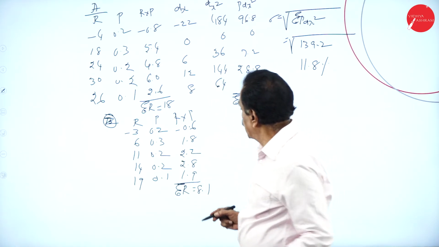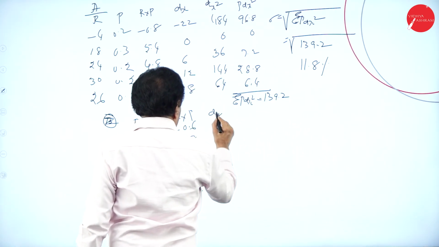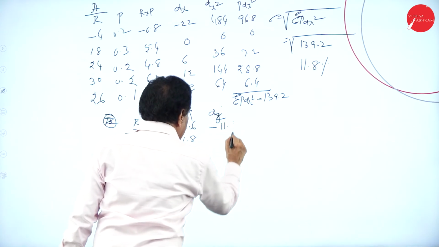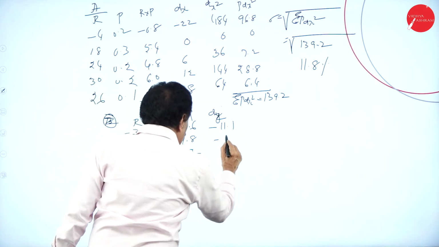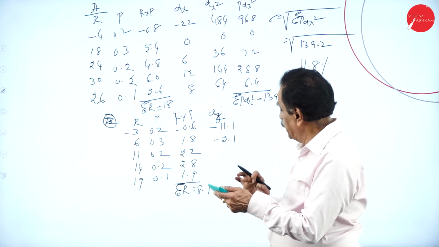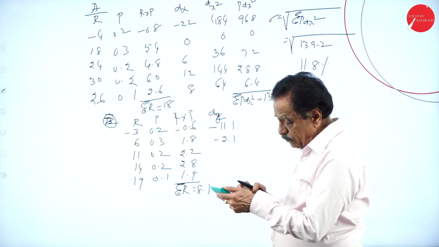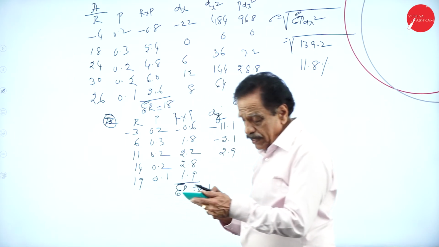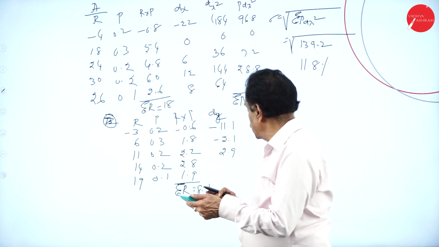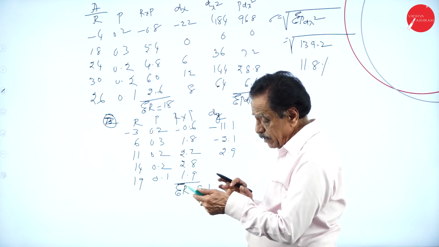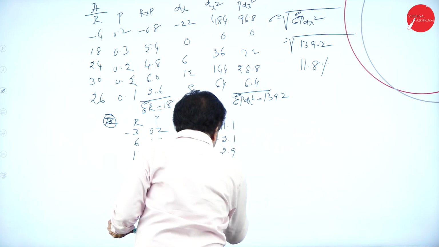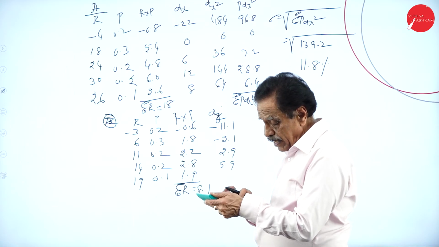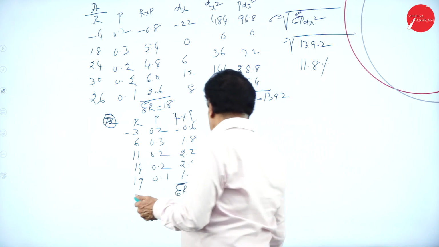8.1. Then dy or dz: -3 minus 8.1 is -11.1, 6 minus 8.1 is -2.1, 11 minus 8.1 is 2.9, 14 minus 8.1 is 5.9, 19 minus 8.1 is 10.9.